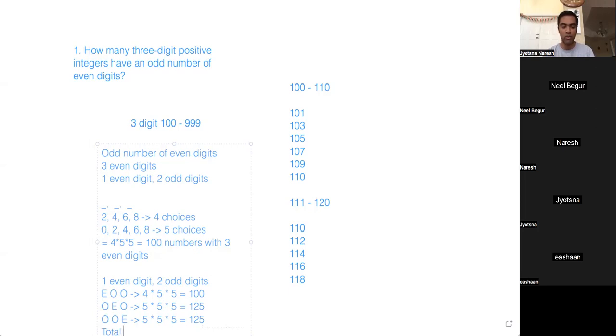Now we also have to add the one with 3 even digits. So that's 100 plus 350, so that's 450. Good. So the answer, the value should be 450.